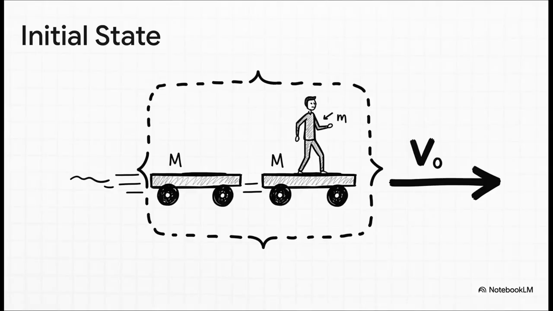Okay, let's break down the initial setup. What's the scene before all the action starts? Well, we've got two identical buggies, each with a mass of capital M. We've got our guy, mass little m, just hanging out on the rear buggy. The whole system, man, buggies, the whole shebang, is moving along at a steady speed v0. And, super important, we're told there's no friction. That's good news for us, makes the math a lot cleaner.